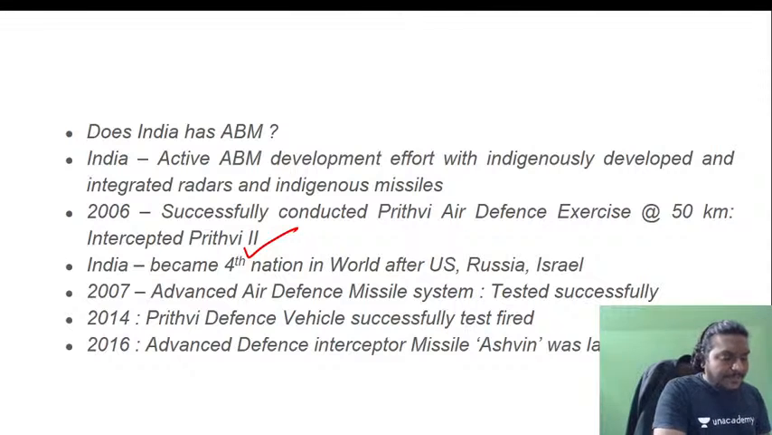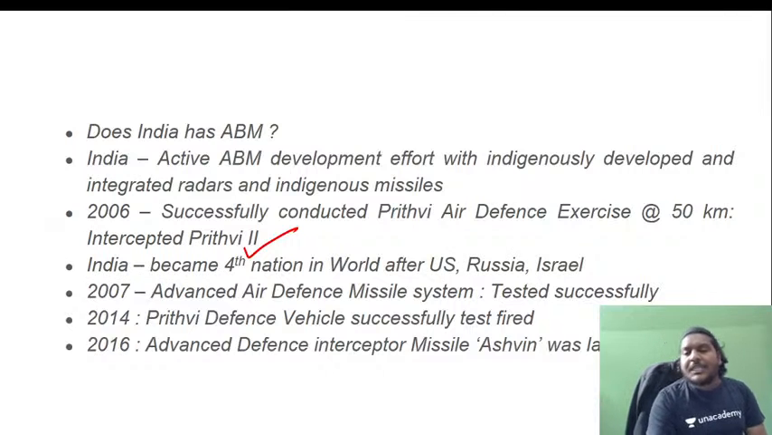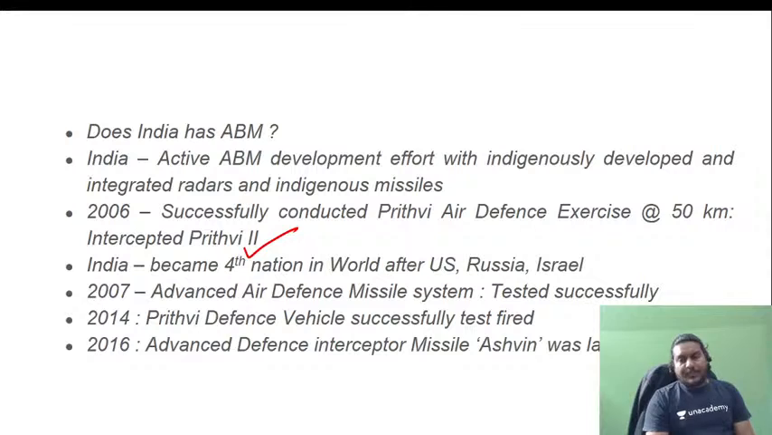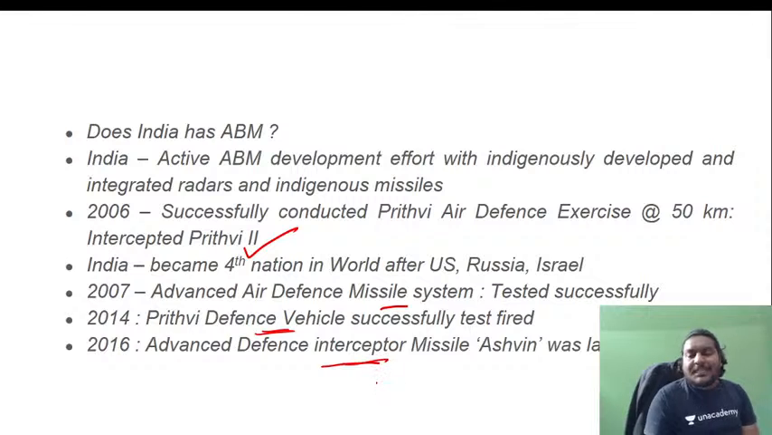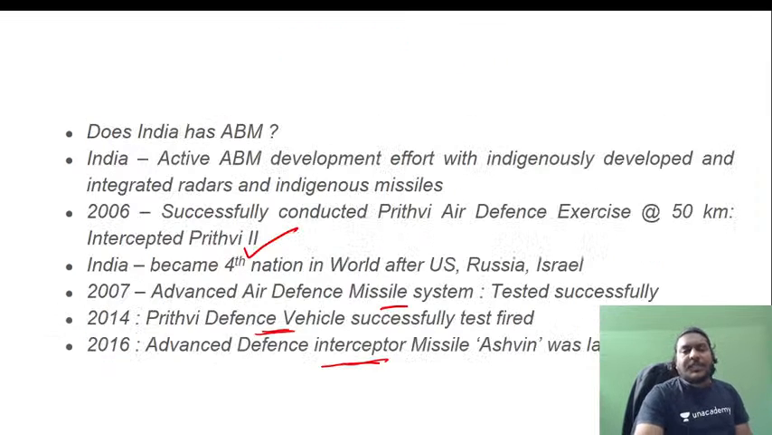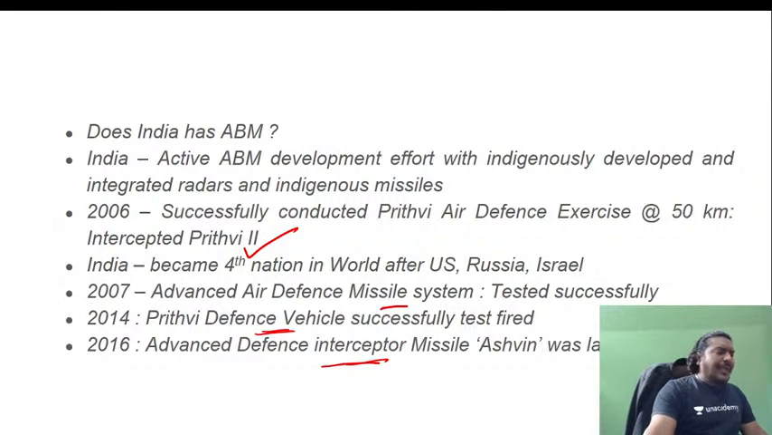If you could see that, India is the fourth nation in the world to have this particular technology after the US, Russia and Israel. Then in 2007, they did the Advanced Air Defense Missile System. In 2014, they did the Prithvi Defense Vehicle. Then in 2016, they did the Advanced Defense Interceptor Missile. Ashwin was also launched. So they have launched different kinds of systems. Right? All these are on one side here. These are the traditional things.